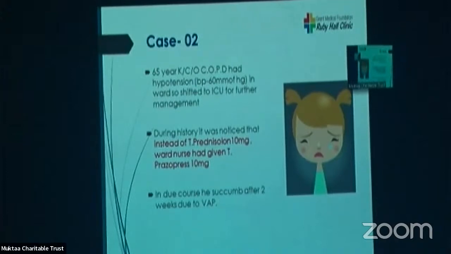It was not allowing me to accept that death, because he had recovered, was shifted to the ward and planned for discharge. What suddenly happened was the patient's BP dropped and he came back to the ICU. So I went back to the record and checked. The history I found was that the patient was on prednisolone 20 milligram and the sister gave prazosin 20. Something is happening. So something is wrong.